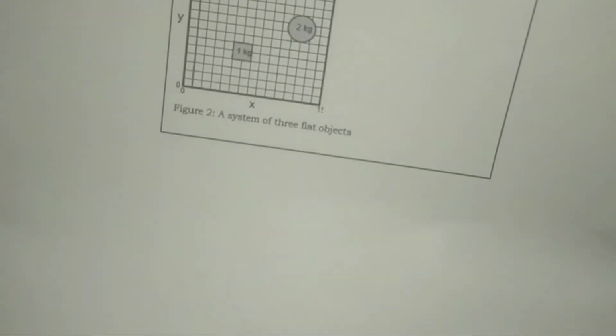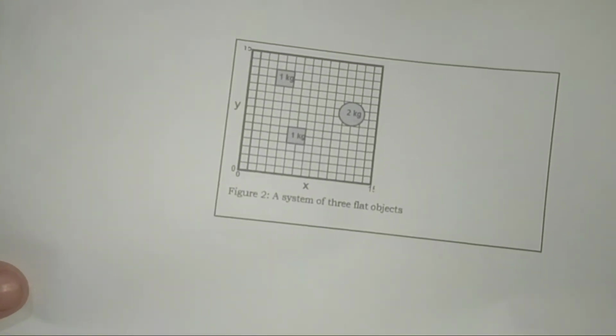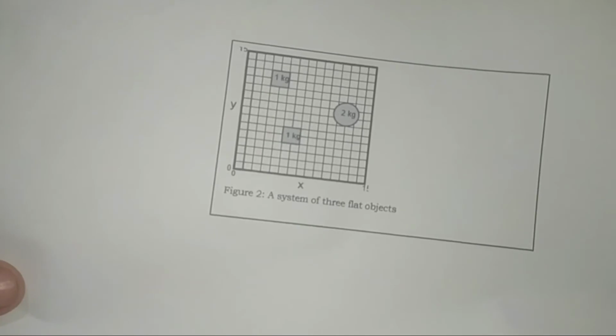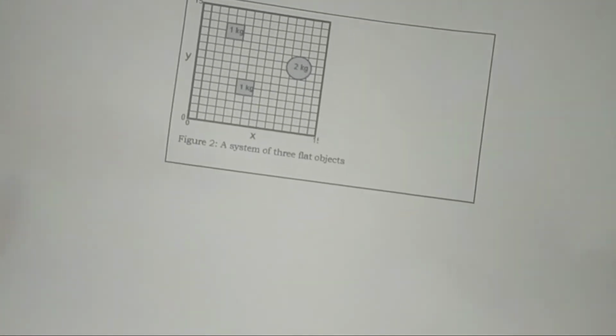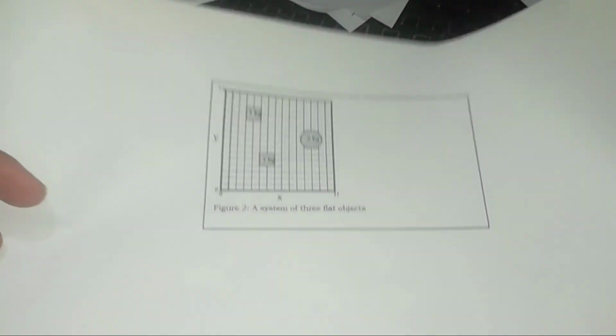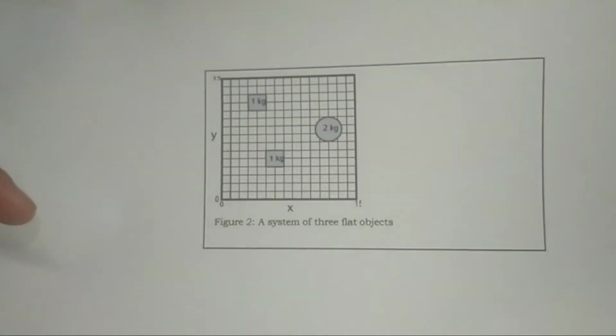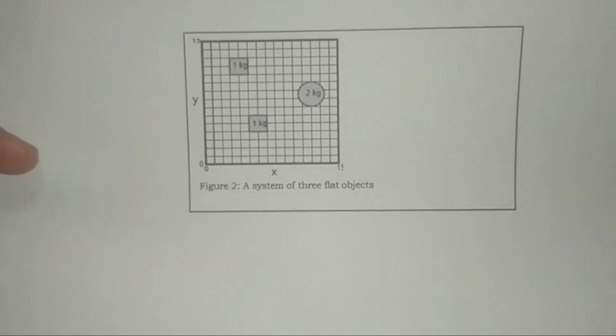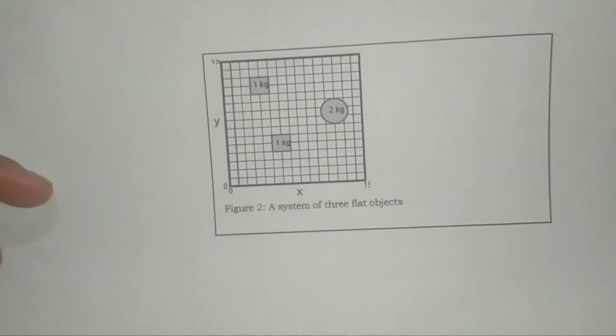Next, let's have example number 2. A system of 3 flat objects. Determine the center of mass in the x and y axis. This one is the illustration. The very first thing that we should do is determine the given.